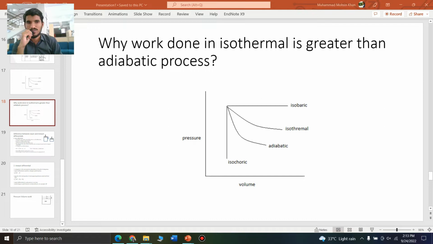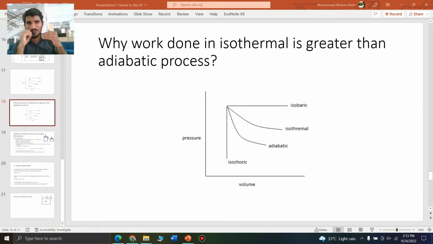So when I talk about the isothermal process, the work is done at the expense of the heat that you are providing, while in the adiabatic process, the work is done at the expense of the internal energy.